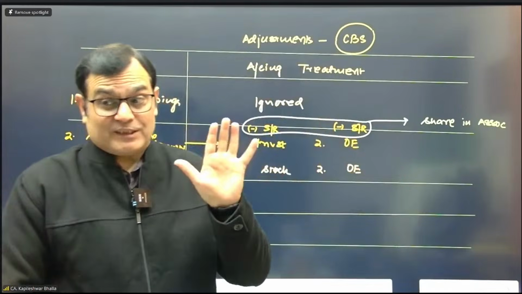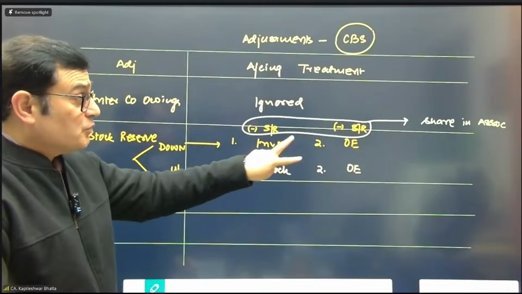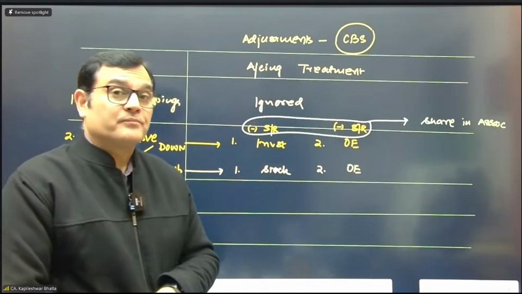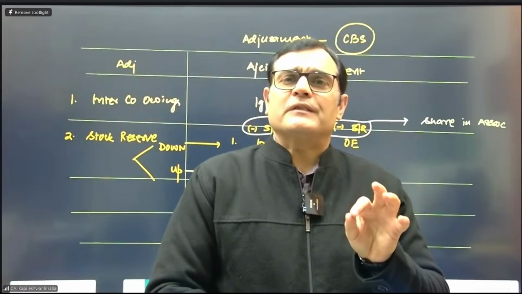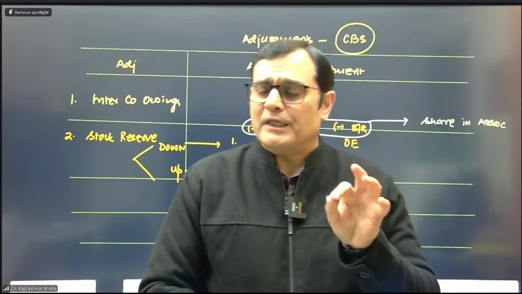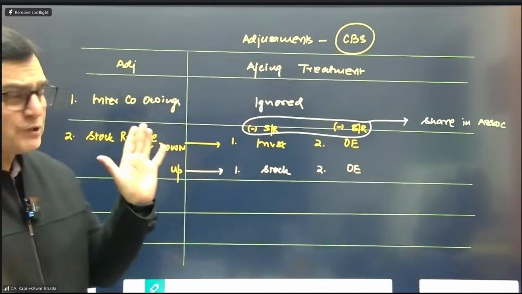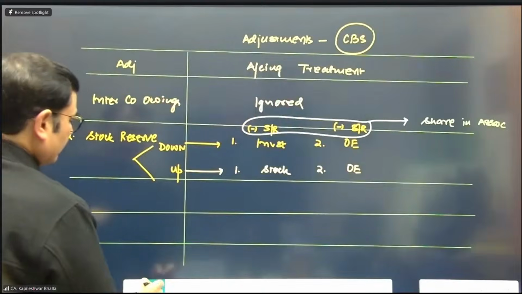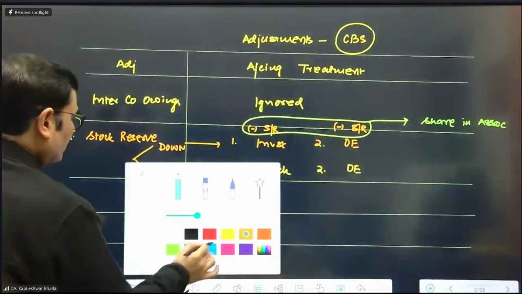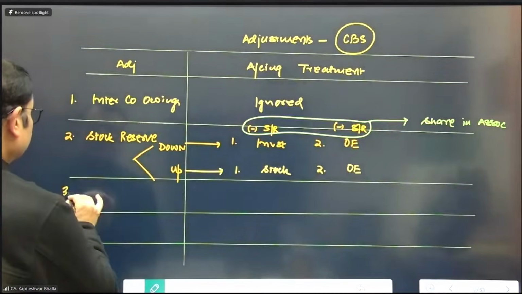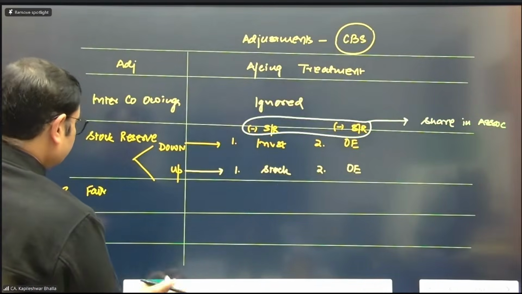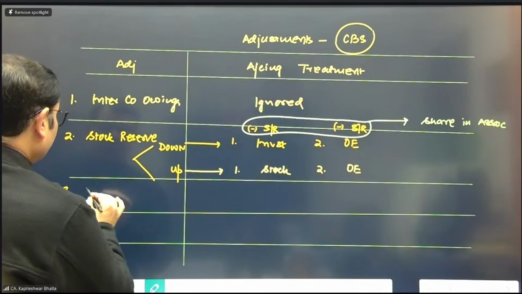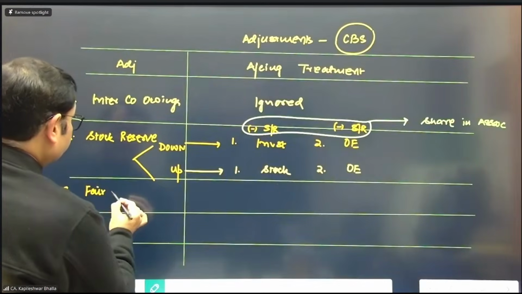I hope, friends, I stand clear on the downstream, upstream element, because I think this is the only crucial adjustment in terms of equity method of investment accounting. That's perfect. Now let's go to the next one. And in the next one, we're looking at number 3, and that is fair value adjustments.